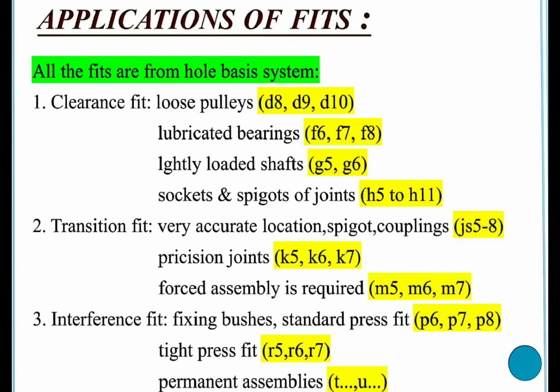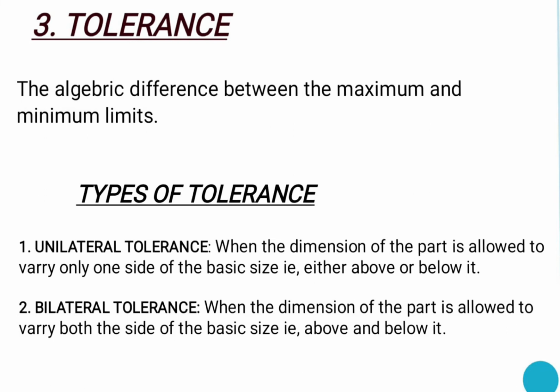And the interference fit: fixed bushes, standard press fit like P6, P7, P8, tight press fit R5, R6, R7, etc. These are the examples.